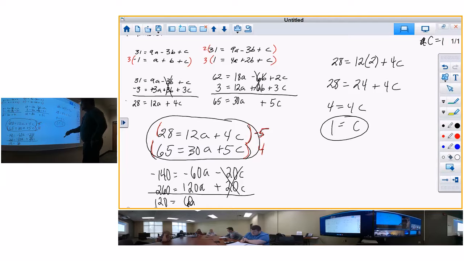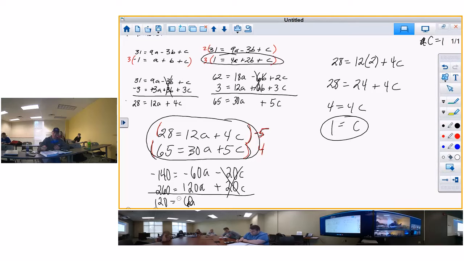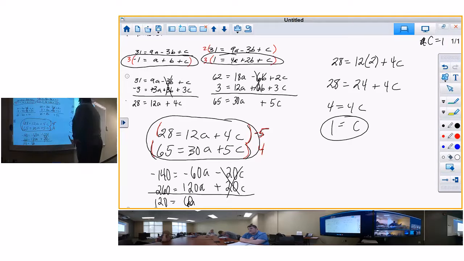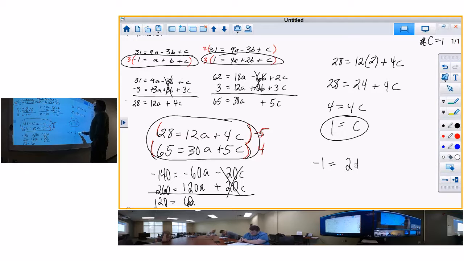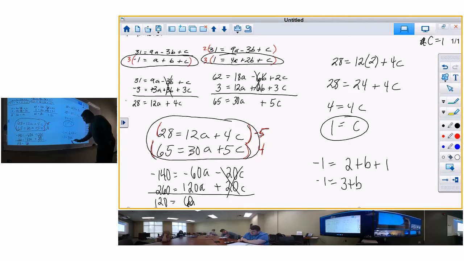And then the last one, you can back substitute the C and the A into which one do you want to back substitute into? I'll probably back substitute into this one because it's got the smallest numbers. So -1 is equal to 2 plus B plus 1. And 2 plus 1 is 3. So -1 is equal to 3 plus B. And B is equal to what?